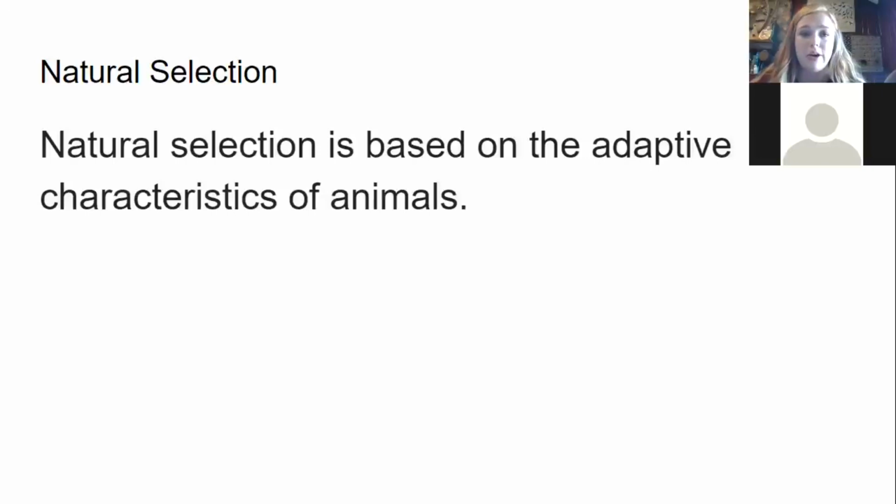Natural selection, on the other hand, is based on adaptive characteristics that animals portray. And so adaptive characteristics are going to be a bit different. These are characteristics that animals are naturally going to produce. These are characteristics that are desirable to the animals and allow for them to be able to survive or increase their chances of survival.